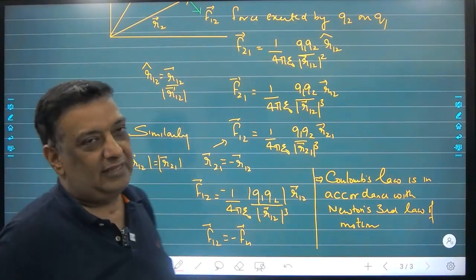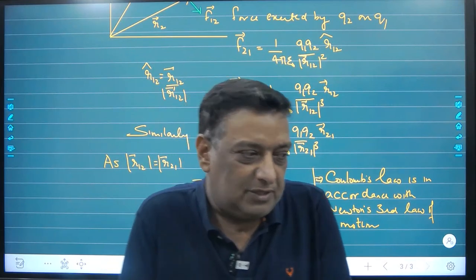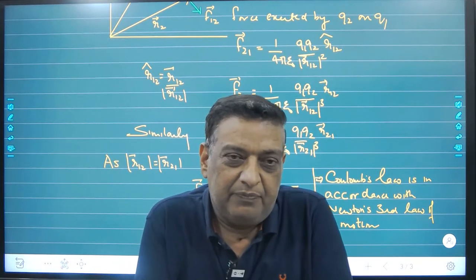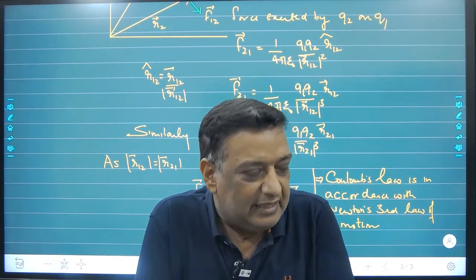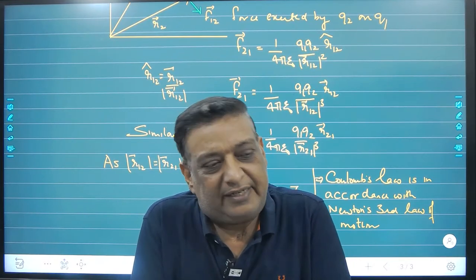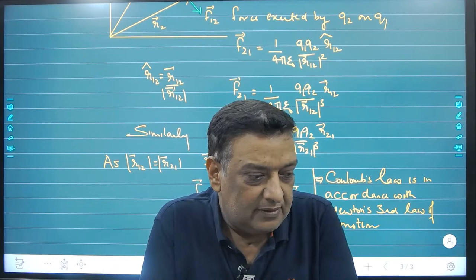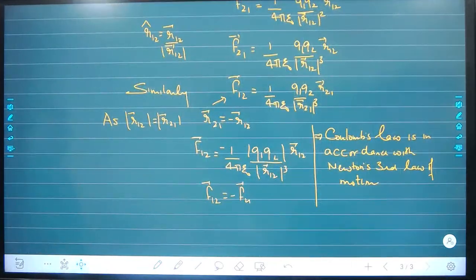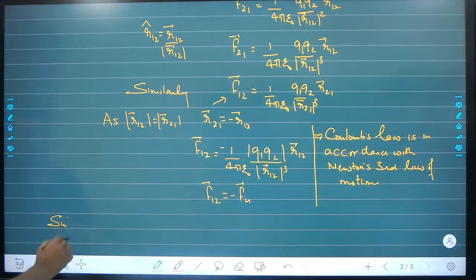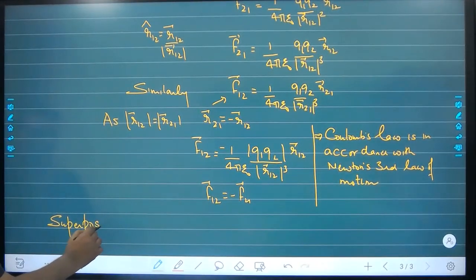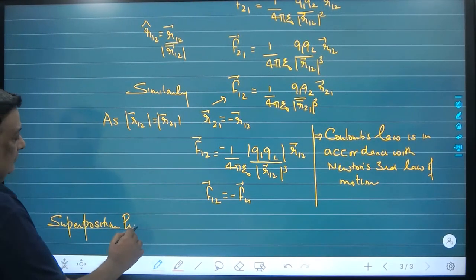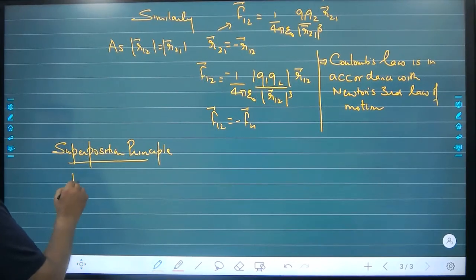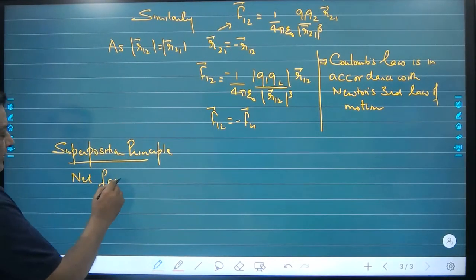Coulomb's law ko hum lete hain satisfies the superposition principle. Superposition principle kya hota hai? We say ki agar mere ko kisi charge pe force nikalni hai and there are number of charges around it, then we say that net force on that charge is vector sum of force due to individual charges. So vector sum of force due to individual charges means net force on any charged particle.